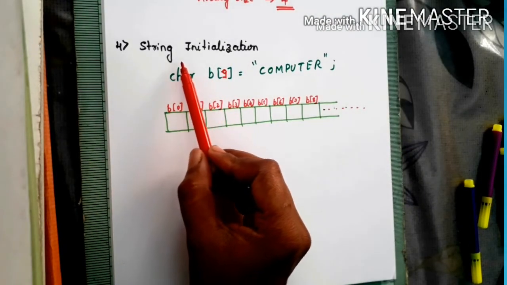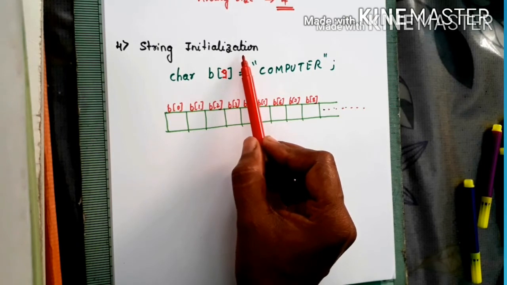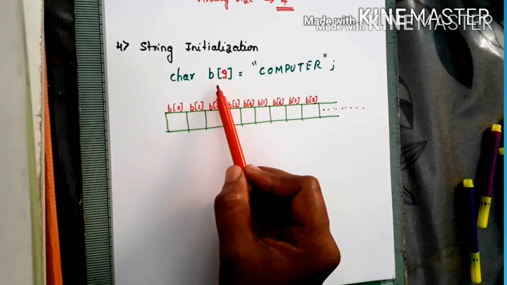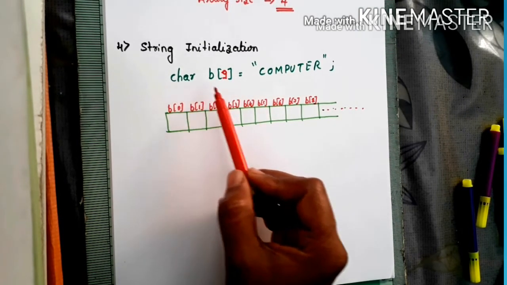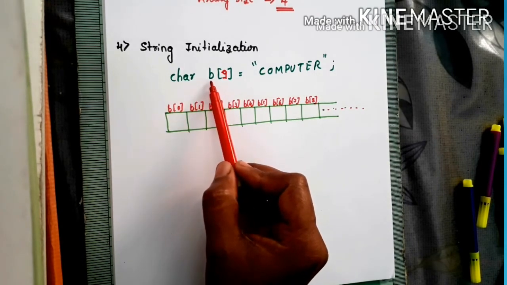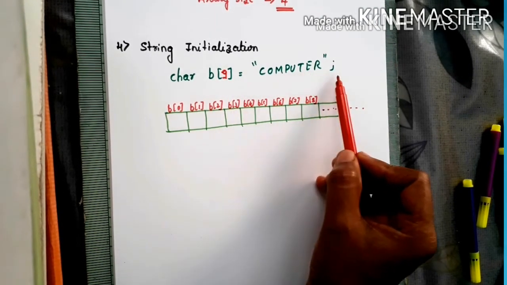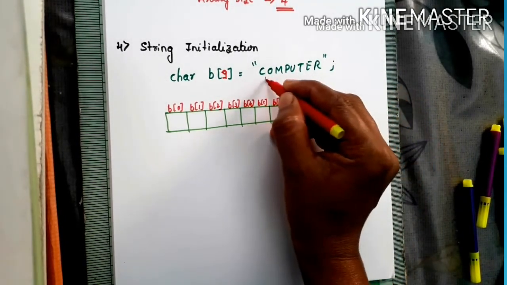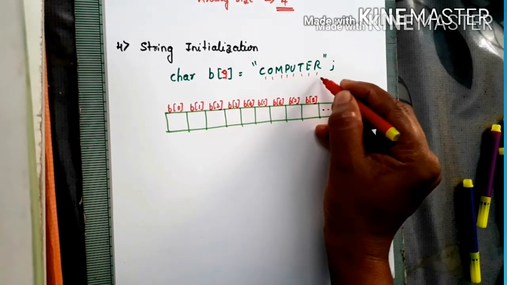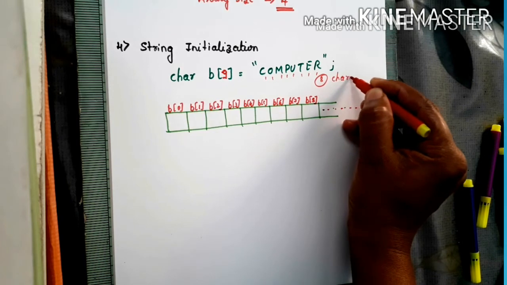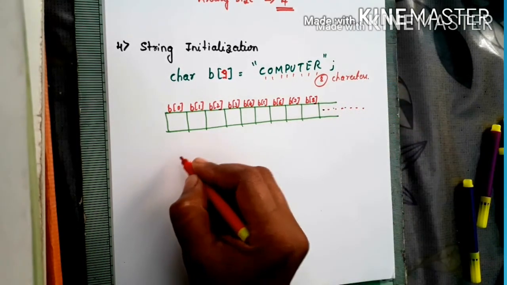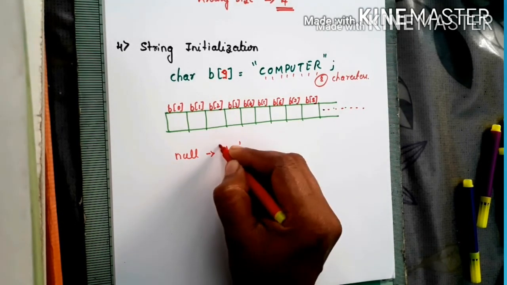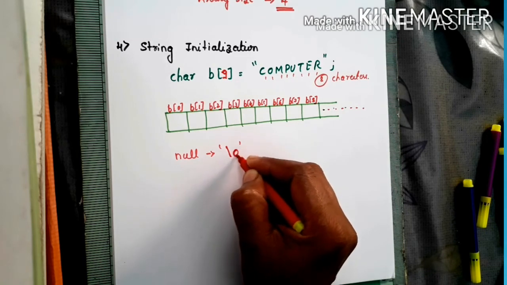The next type of initialization is string initialization. We don't have any predefined data type in C for string. Strings are specified by using character arrays. So here I have taken a character array B to store the string computer. The string computer has 8 characters. In a C program, a string always ends with the null character, which is specified by backslash and 0.